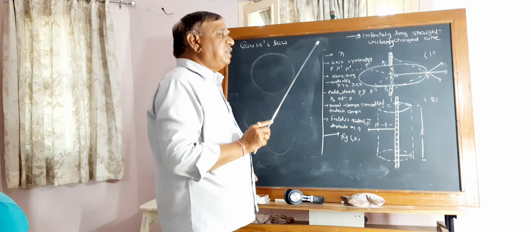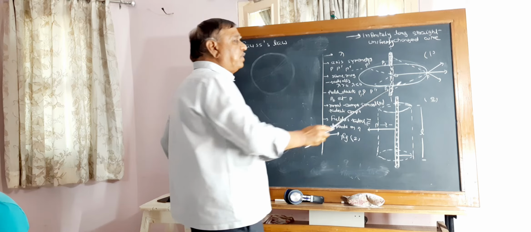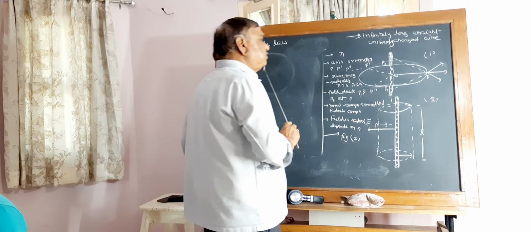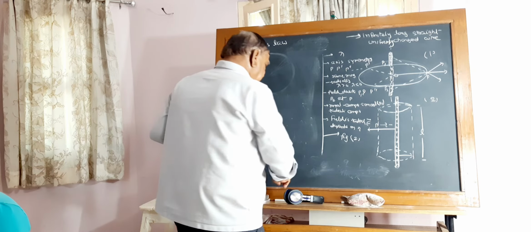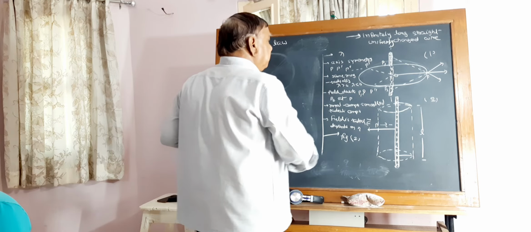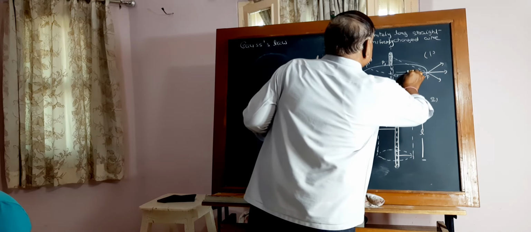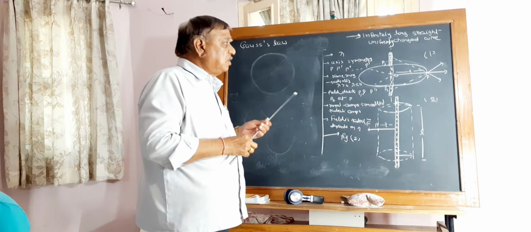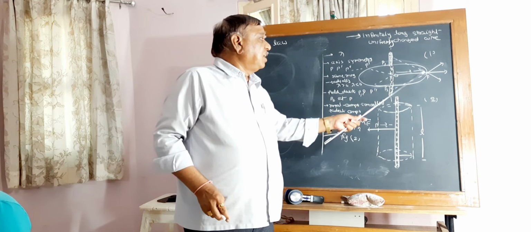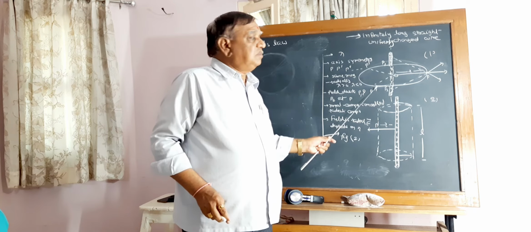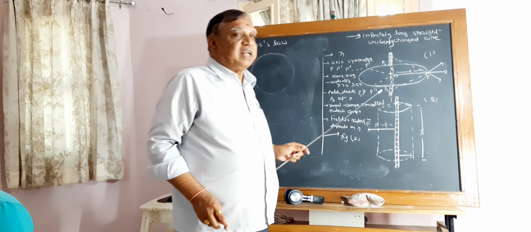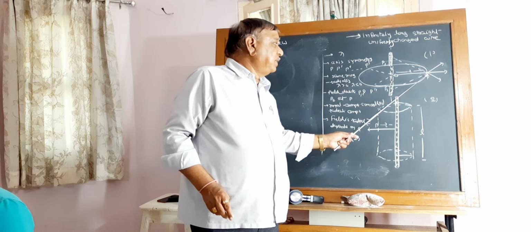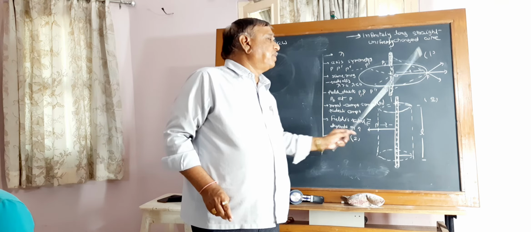Suppose we have to find the field at point P at a distance r from the long wire. Now consider a circle of radius r normal to the wire, and point P is lying on that circle. We have to determine the field at point P.